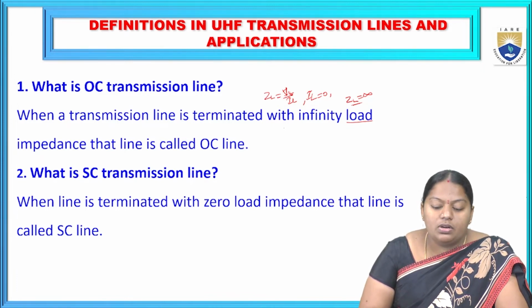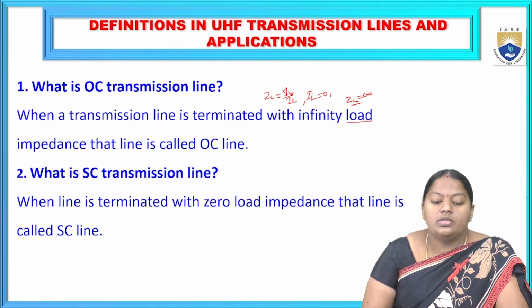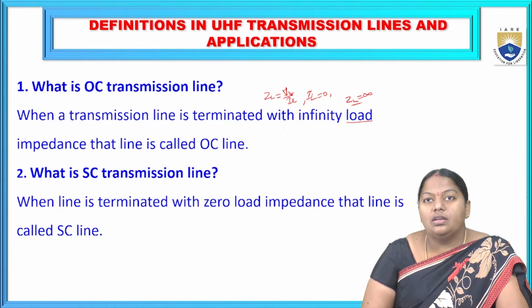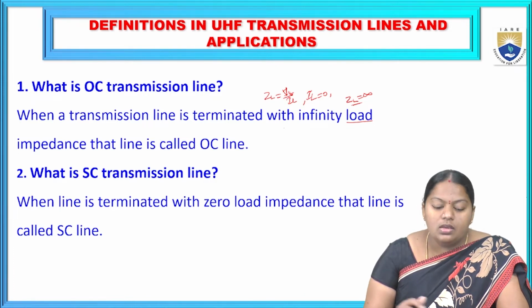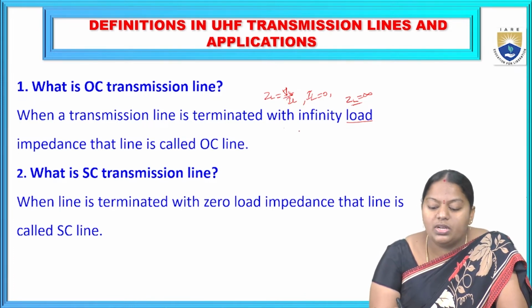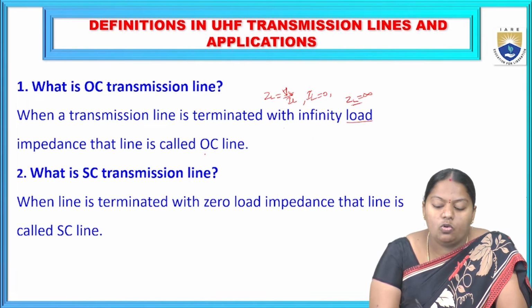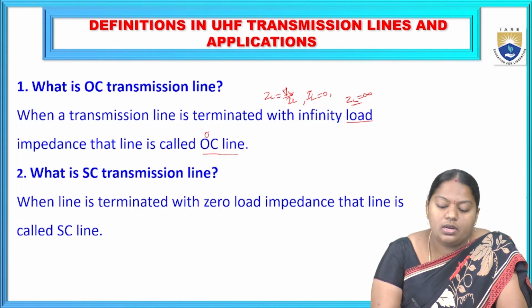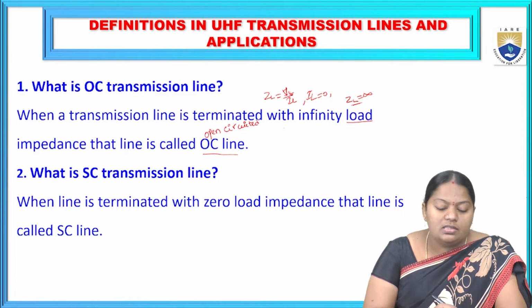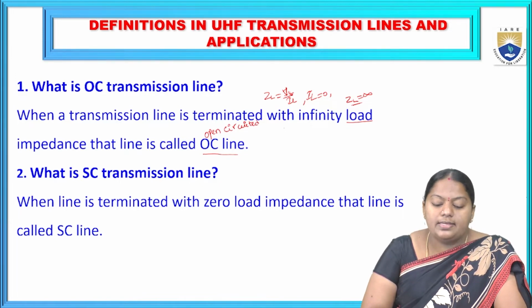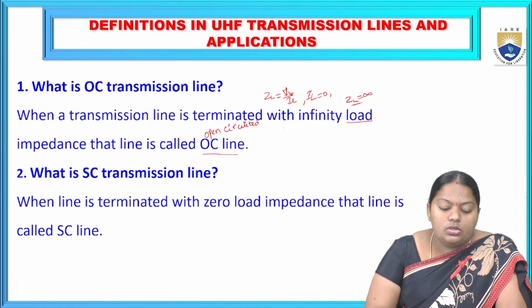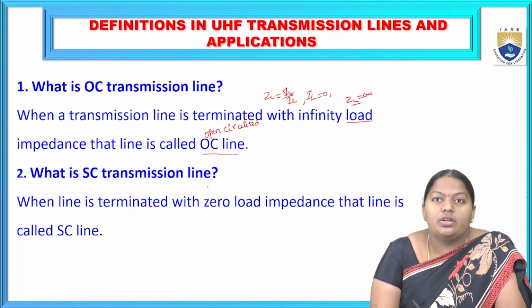So if ZL is equal to infinity, the line is called the open circuited transmission line. When a transmission line is terminated with infinite load impedance, the line is said to be an open circuited transmission line. Similarly, next, what is an SC transmission line? The short circuited transmission line.